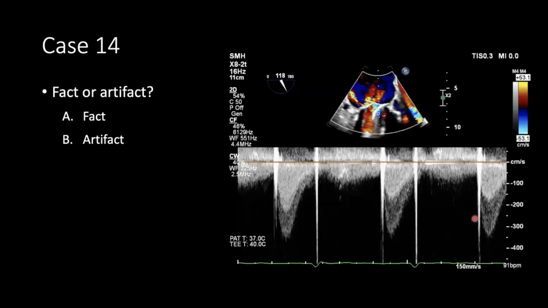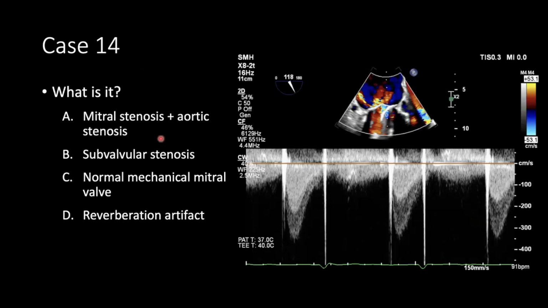Okay. Right, and then the majority seems to think it is real. So what is it? Could this be a sign of mitral stenosis? And then you're catching a little bit of the aorta and it's aortic stenosis as well. Could it be subvalvular stenosis? Could it be a normal mechanical mitral valve? Could it be reverberation artifact?